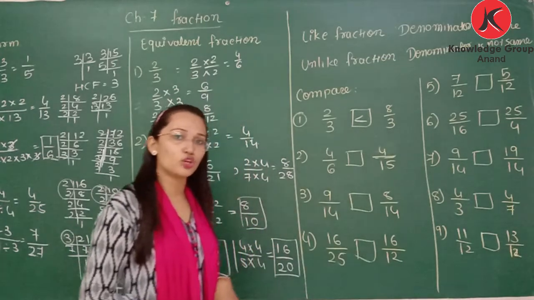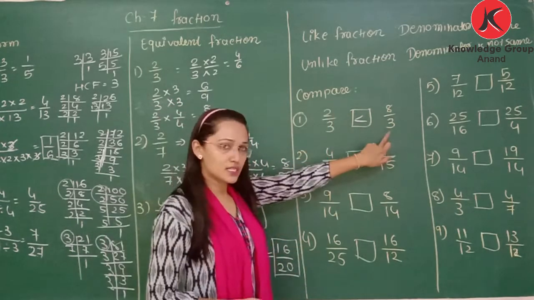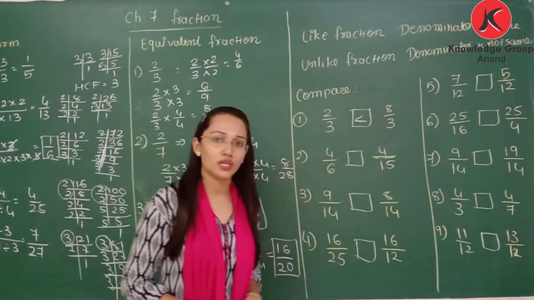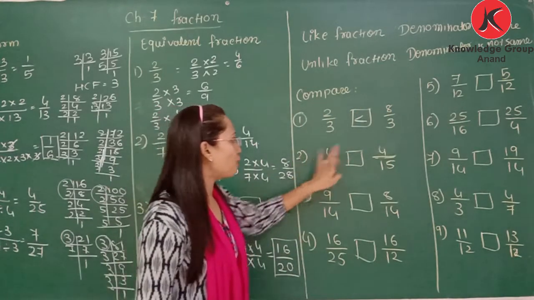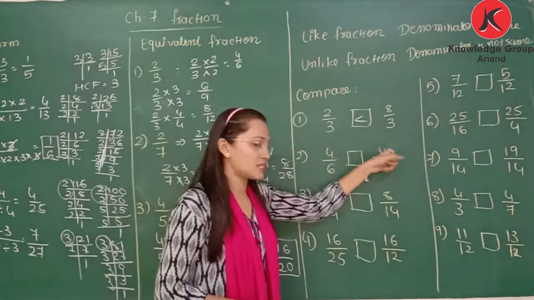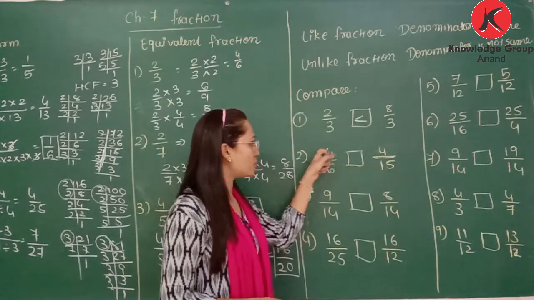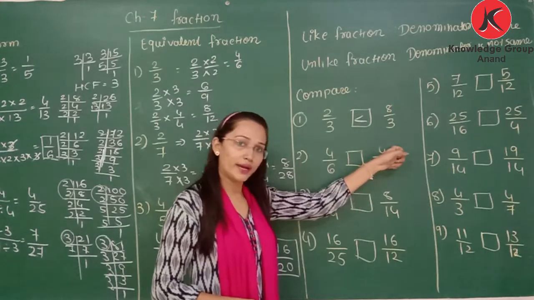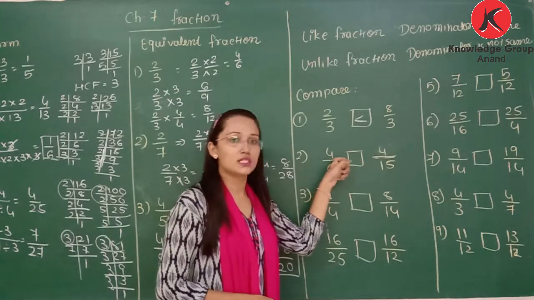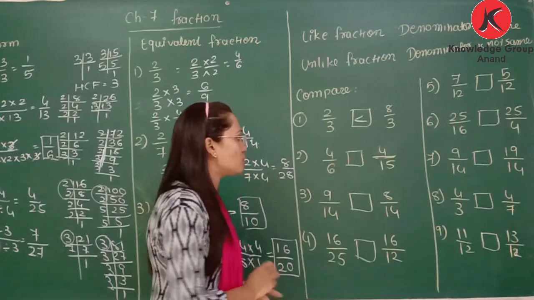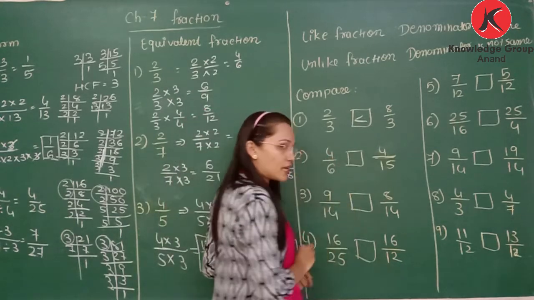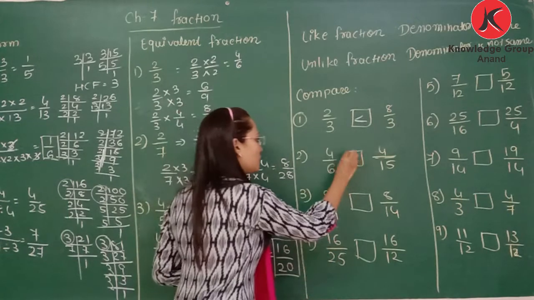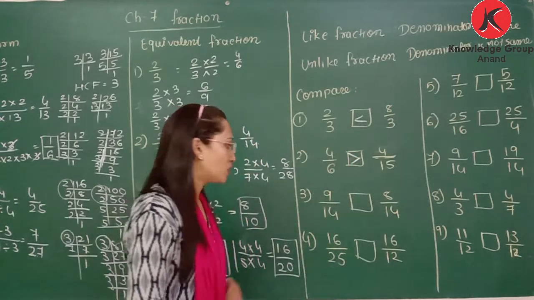Or you can perform the cross multiply. 2 3s are 6, 8 3s are 24. So obviously 24 is greater. Now 4 by 15 and 4 by 6. Here numerator is same. You can perform the cross multiply. 15 4s are 60 and 6 4s are 24. So obviously 60 is greater. Otherwise you can find the numerator is same, so the smaller denominator becomes greater. So here this will be greater.